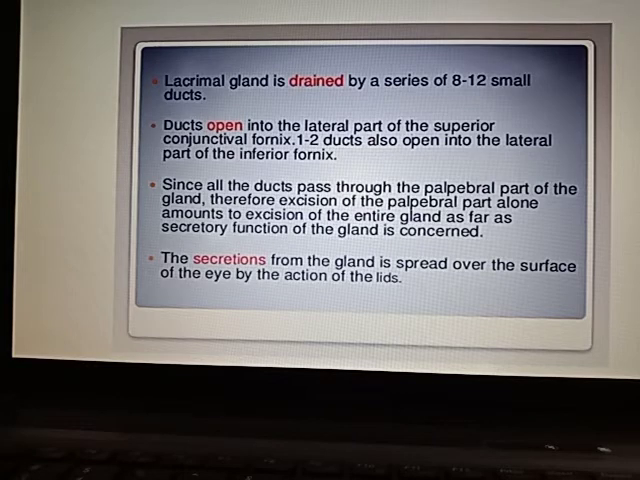Since all the ducts pass through the palpebral part of the gland, excision of the palpebral part alone amounts to excision of the entire gland as far as the secretory function is concerned. So if the palpebral part is removed, all the lacrimal ducts are abolished and the lacrimal gland becomes non-functional. The secretion is then spread over the surface of the eye by the action of the lids.